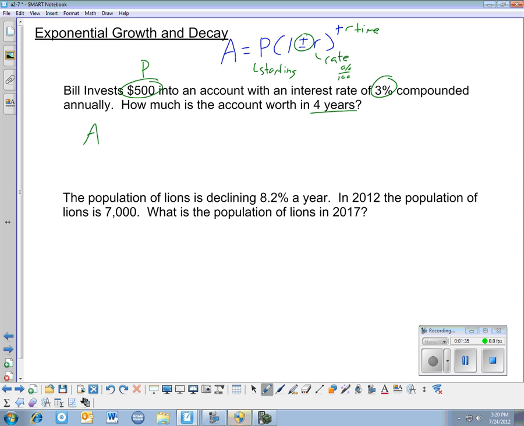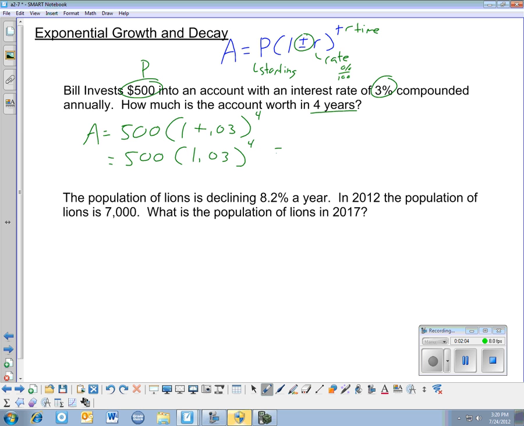So our answer is your principal, starting value, times 1 plus R. Now, R is your rate, and you get it from your percentage divided by 100. The percentage is 3, divided by 100 is 0.03, raised to the amount of time we're talking about, which is 4 years. I want to simplify my parentheses a little bit. 1 plus 0.03 is 1.03, and I'm going to raise that to the 4th power.